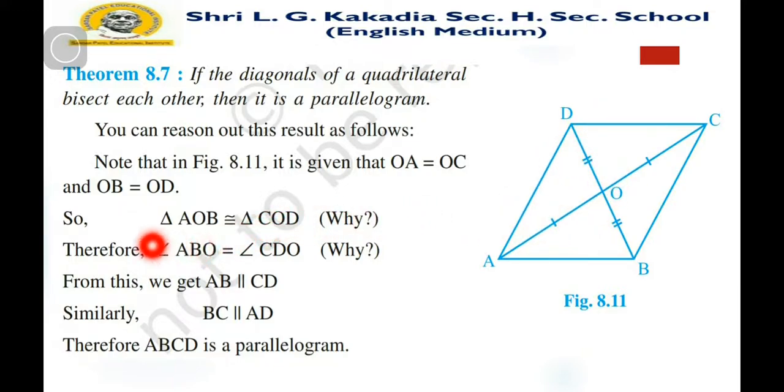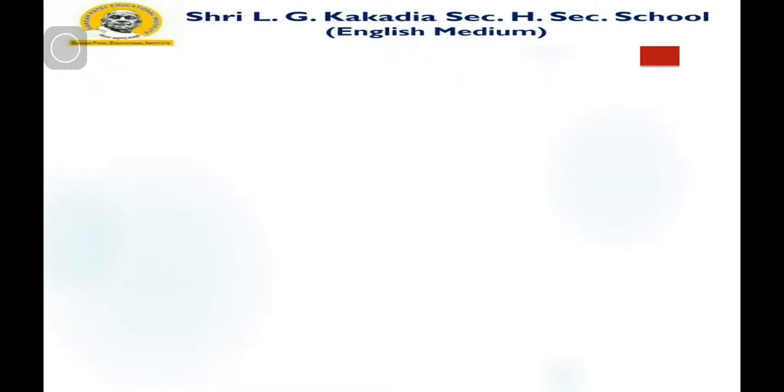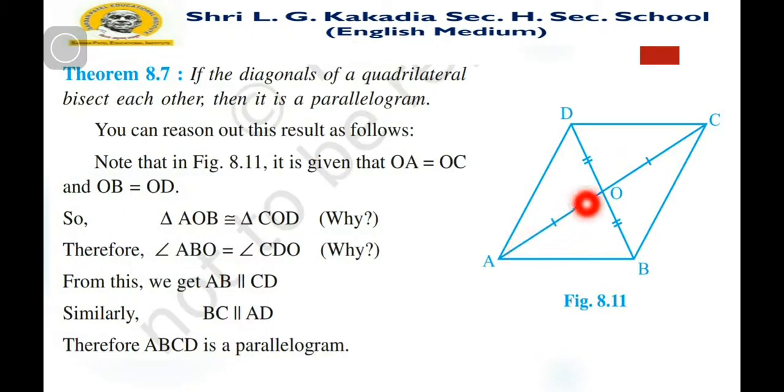Therefore angle AOB equals angle COD, because they are vertically opposite angles. So AOB and COD are equal. From this we get AB parallel to CD. Similarly BC parallel to AD. Therefore ABCD is a parallelogram.